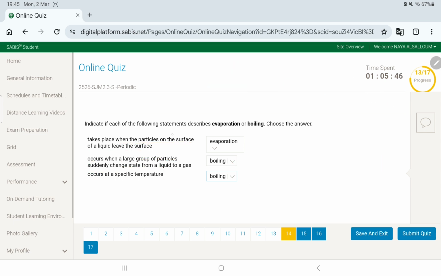So, brief summary, they leave the surface of a liquid. So, slowly, evaporation. Suddenly change, particles suddenly change: boiling, specific temperature, boiling point.